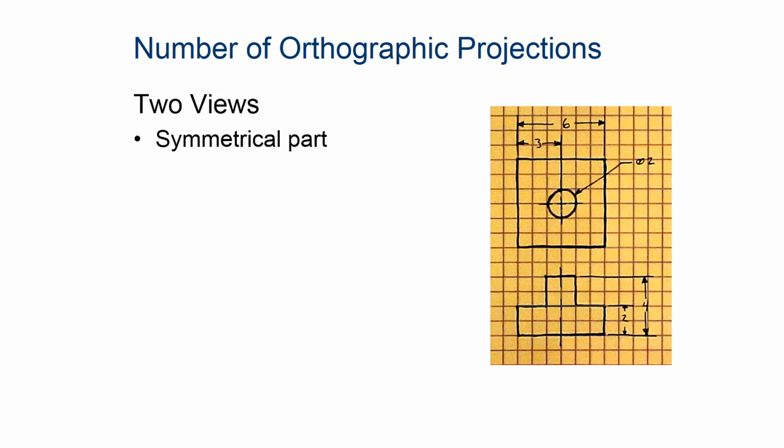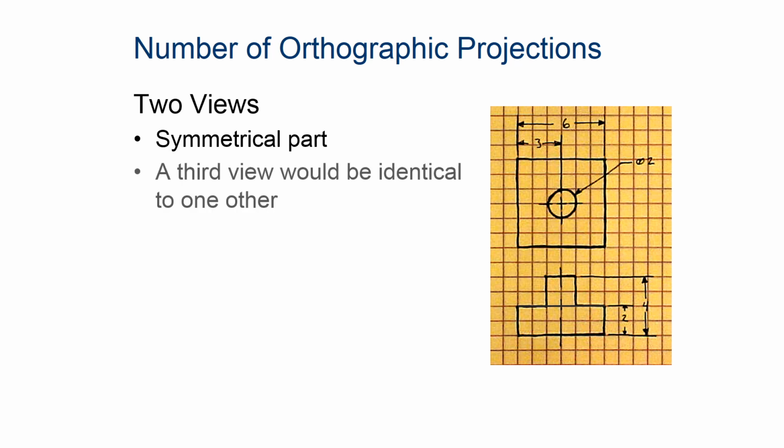So for two views, we have a symmetrical part. A third view, in this case the right side view, is going to look exactly the same. In that case, you're going to do two views. Why would you draw an extra view if it doesn't make any sense? If I did a right side view over here, it would look exactly the same as what I have over here because it's symmetrical. So we don't have to do this third view because it looks the same. This is most common on a symmetrical part.